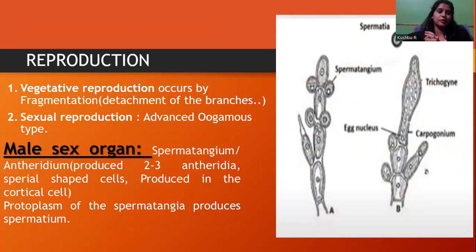Spermatangium is a male gametophyte that produces the spermatia, which is a male reproductive organ. Now that goes and dissolves the ostiole of your female gametophyte, passes down the lane from the trichogyne, and it fertilizes the egg that is present in the trichophore.